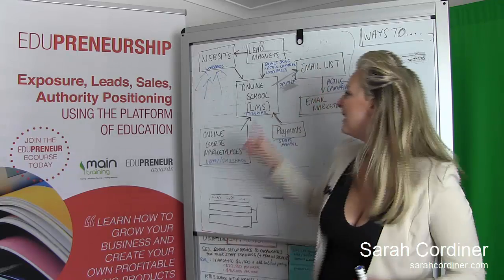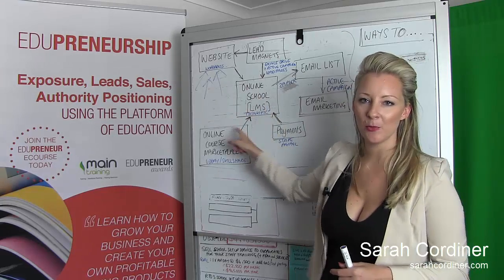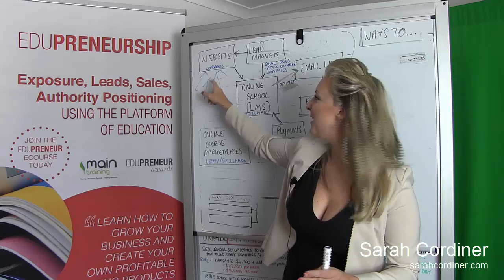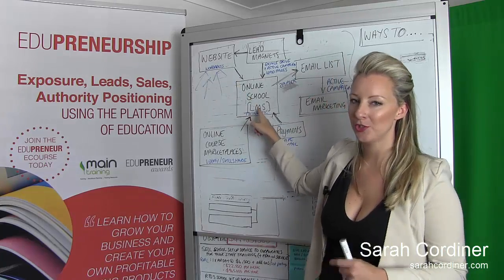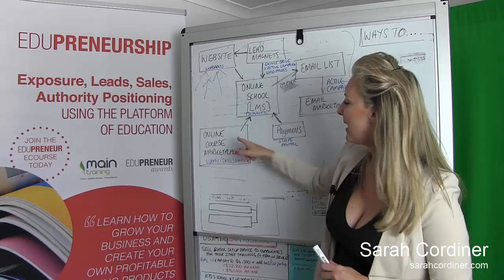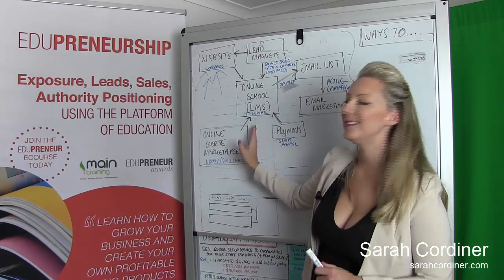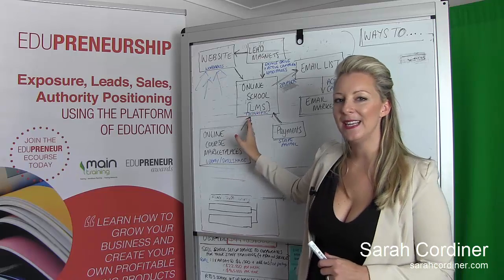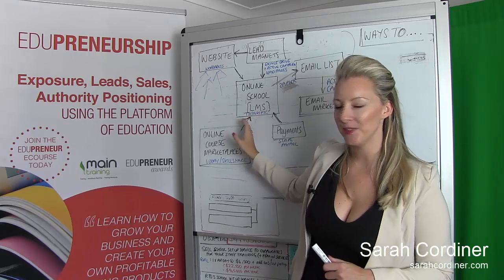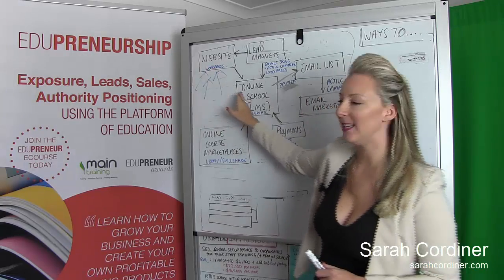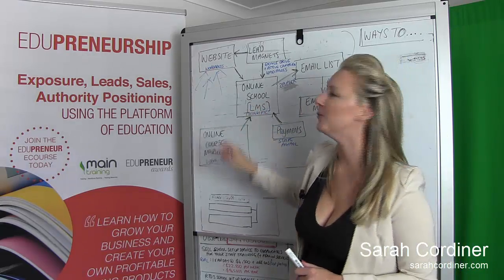So by using LMSs, online course marketplaces and plugins, this here now fills in the middle part of your online school. So you're sending all of your people to your website. Your website has a courses tab that auto redirects people to your school. And outside of that, you're using online course marketplaces and sending them from the marketplace into your own online school. So you're using that marketplace as leads. You're using your website as a way to get leads into your school.